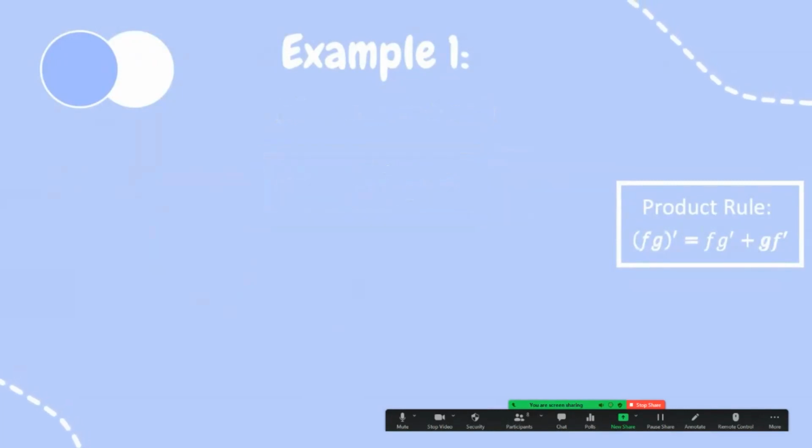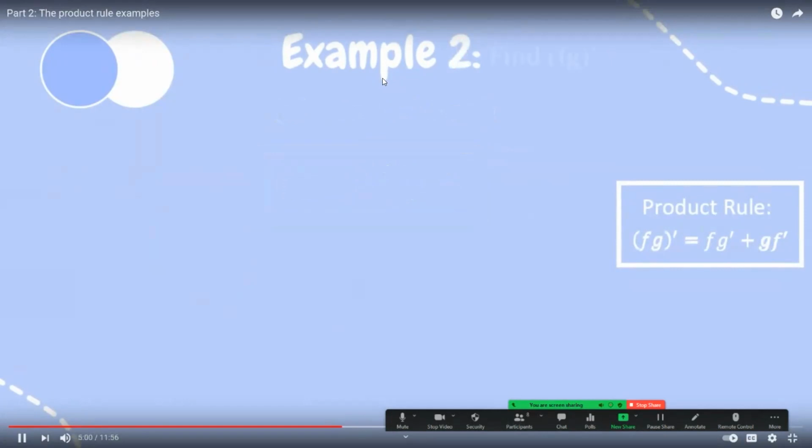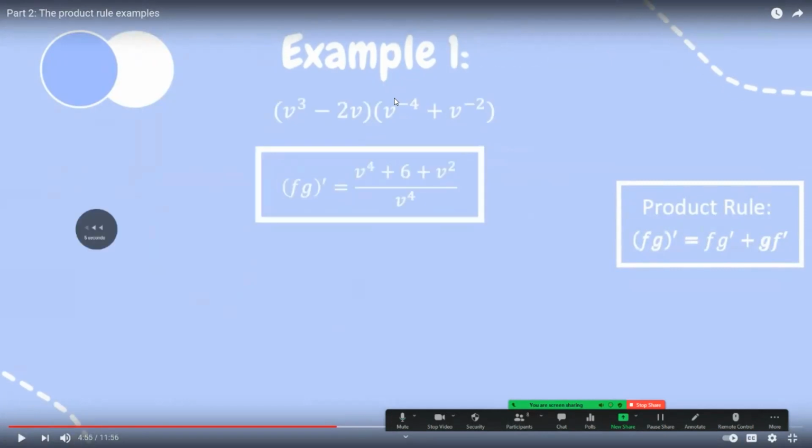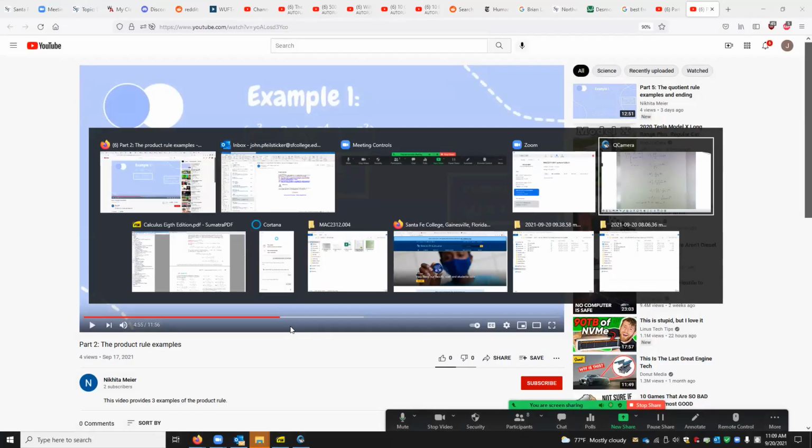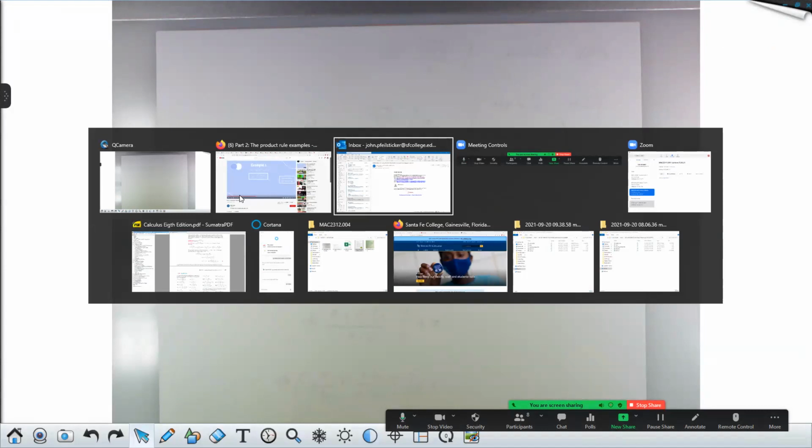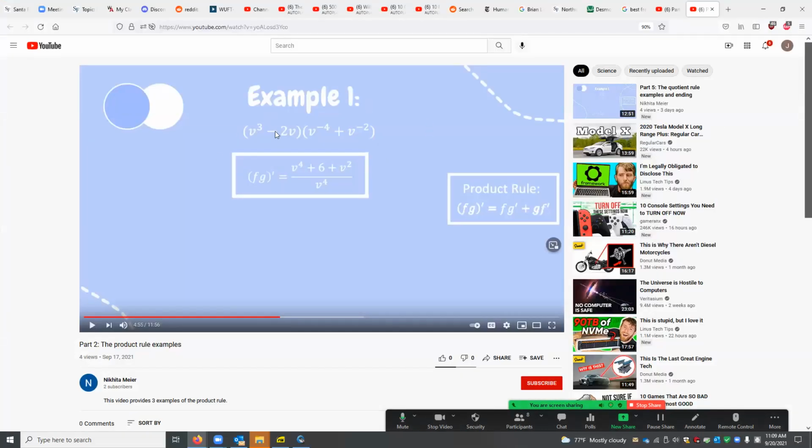Okay, example 2. I do want to pause here for just one moment. So let's take a quick closer look at one other way we could have done this, and this is a theme that's going to come back a little later. The function we were trying to differentiate is definitely a product.